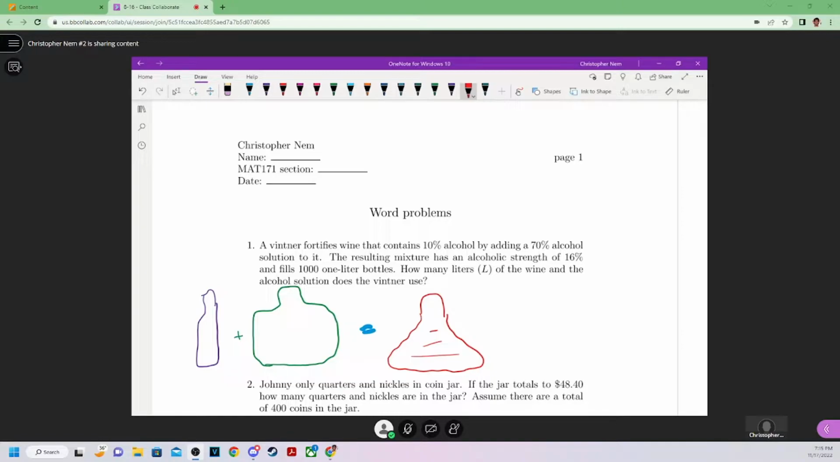The goal of this word problem is that the vintner wants to strengthen their wine. It has 10% alcohol, and then we're adding a 70% solution. It could be a 70% alcohol bottle; I'm not going to go into too much detail about it. But we want to combine these two so I can come up with a solution that has 16% strength. I want to strengthen that wine. Other information we know is that this final solution, this bottle, is going to be 1,000 liters.